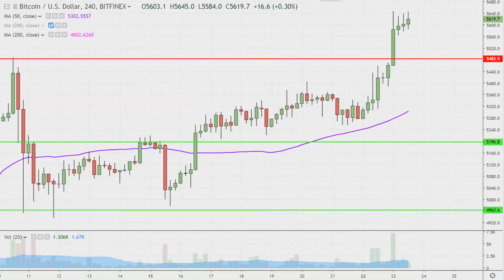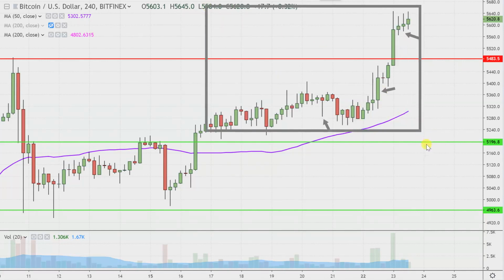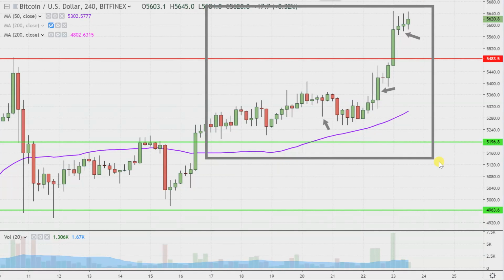Real quick, what do I mean by 4-hour in case maybe you're new to charts? Instead of each one of these candlesticks here, as they're called, representing 1 day's worth of price action, which is what you would normally see, each one represents 4 hours. So while this here may look like a couple of months worth of time, it's actually just the past couple of weeks broken down into 4-hour time slices.